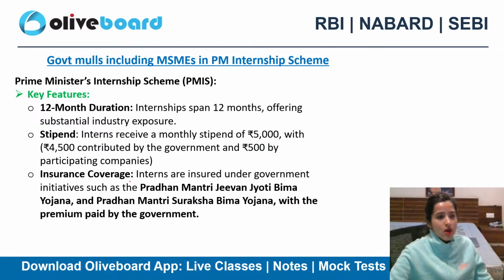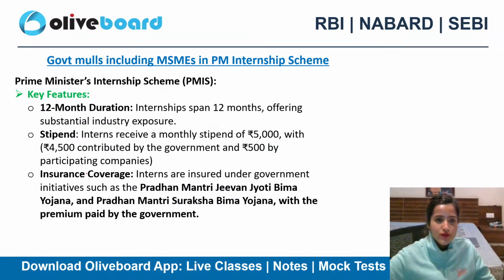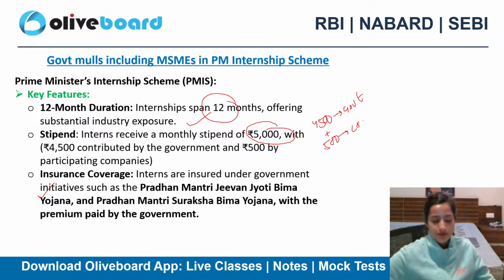Okay. Well, now let's see the key features of the scheme. The internship will be provided for 12 months. So it is a 1 year internship, you can say, offering substantial industry exposure. Okay, stipend will be provided. 5,000 is the stipend, out of which 4,500 will be given by the government and 500 is the contribution of the company which is providing the internship, right?